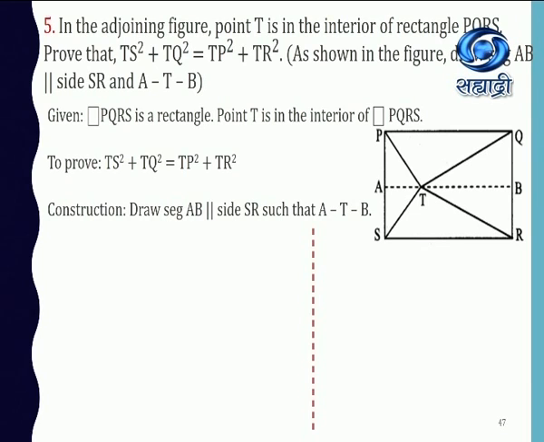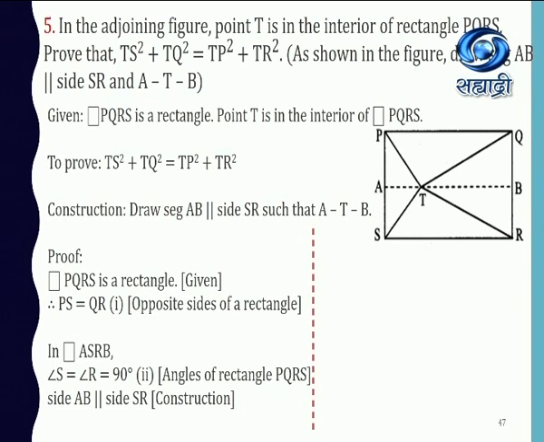Given PQRS is a rectangle, point T is in the interior of PQRS, and we have to prove that TS square plus TQ square is equal to TP square plus TR square. So the construction is, we have to draw a segment AB which is parallel to SR, clear, such that T is between A and B. Now when we start with the proof, always think of what has been given. What they have given is PQRS is a rectangle. So when it is a rectangle, opposite sides are parallel and congruent, PS is congruent to QR.